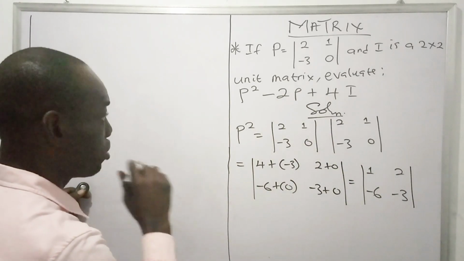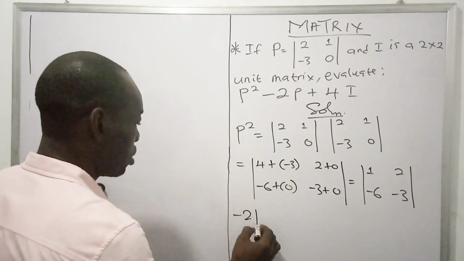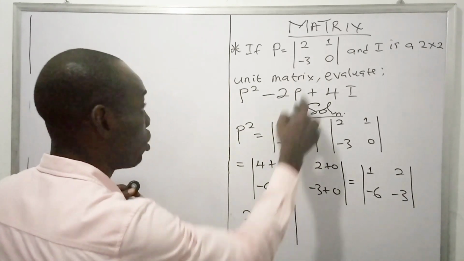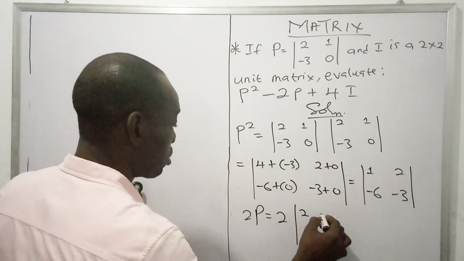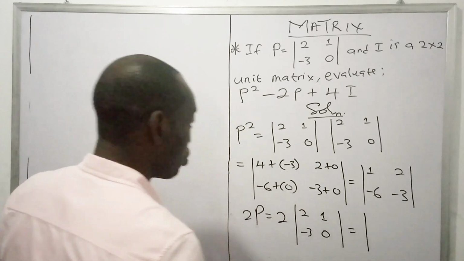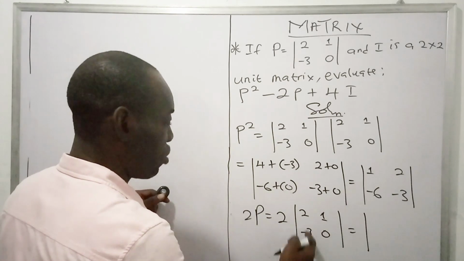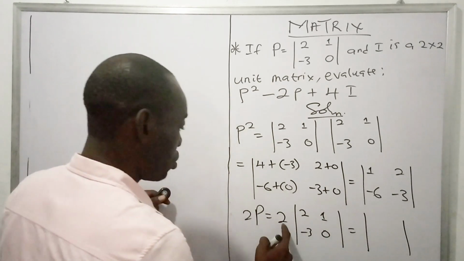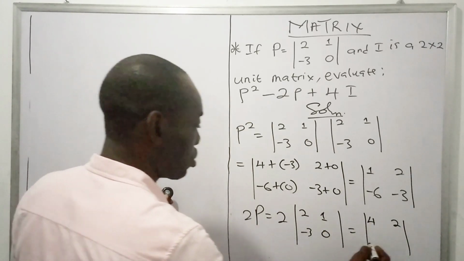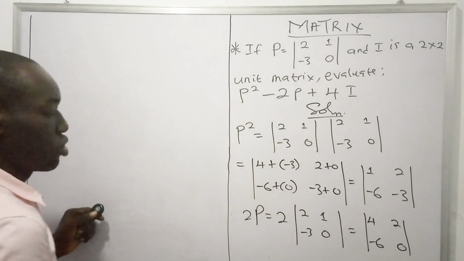Now let's get to 2P. That means we're multiplying the elements in P by 2. We're resolving them individually first. So the 2 multiplies each of the elements: 2 times 2 is 4, 2 times 1 is 2, 2 times minus 3 is minus 6, and 2 times 0 is 0. So that's for 2P.